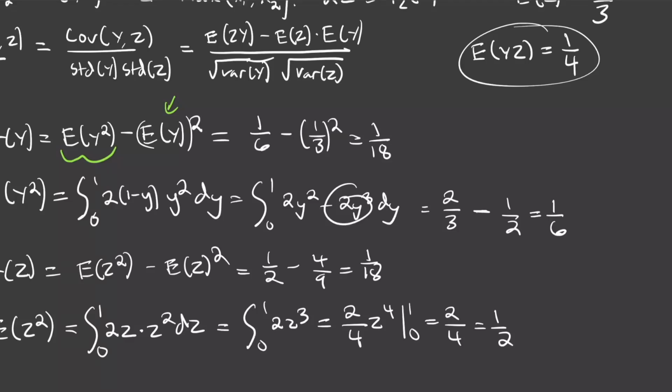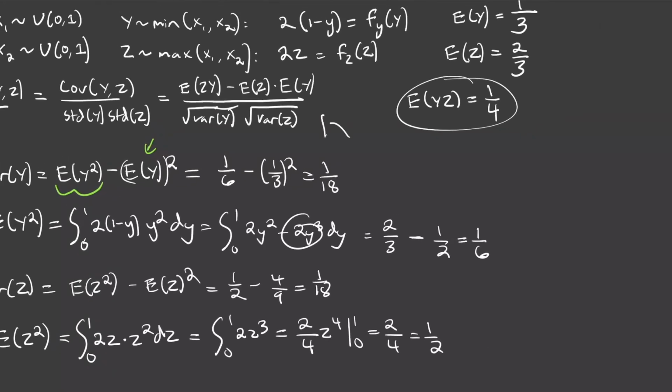So now I have everything I need to find the correlation. Let's just plug in all the values that we just calculated, right? The expected value of y times z is 1/4. The expected value of z times the expected value of y is 1/3 times 2/3. So that's just going to be basically 2/9. So let me write that here, 2/9. That's going to be divided by the square root of 1/18 times the square root of 1/18. So when we multiply those, we're just going to get 1/18.